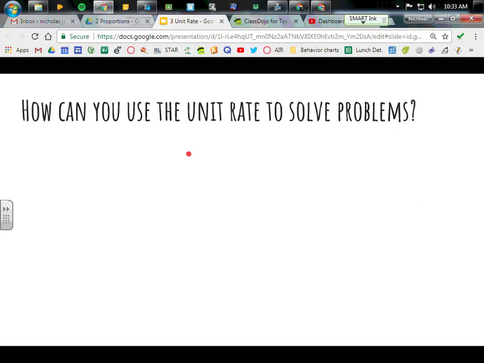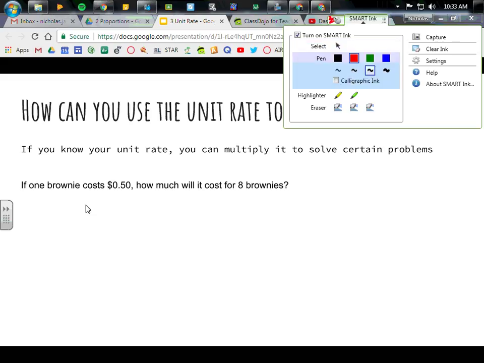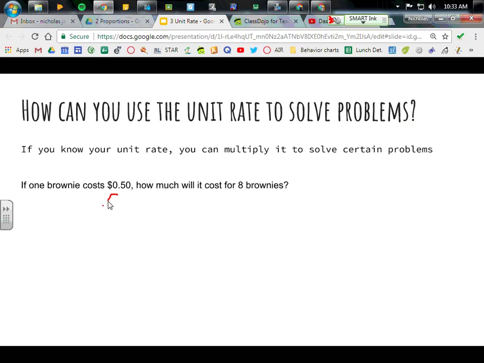How can you use the unit rate to solve other problems, to find other information? If you know your unit rate, you can multiply it by your information to solve certain problems. Okay, so in this problem, if one brownie costs 50 cents, how much will it cost for 8 brownies? So 50 cents is our unit rate. We can just multiply 50 cents by 8. So 50 cents times 8 is going to give us $4. All right, so we used our unit rate to find out this information.